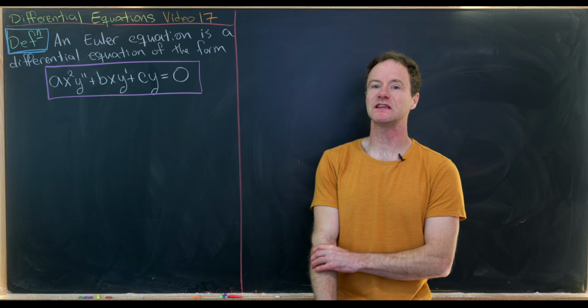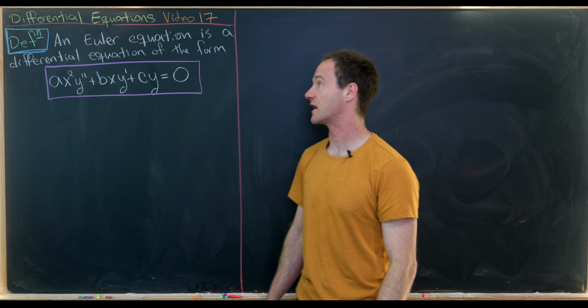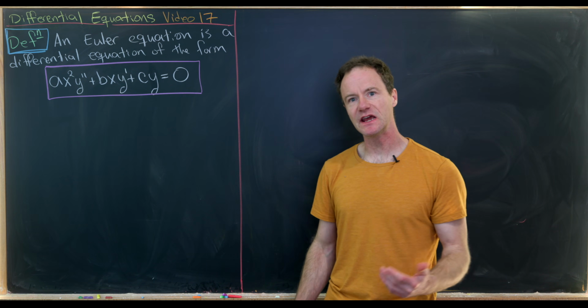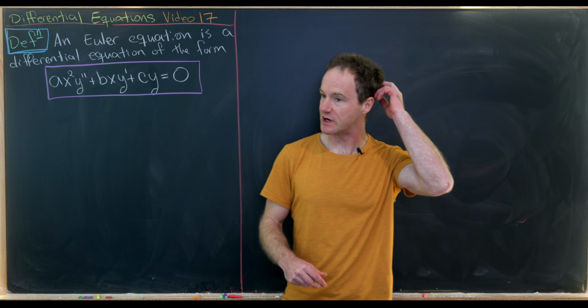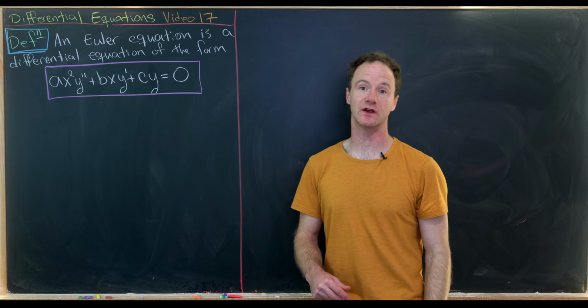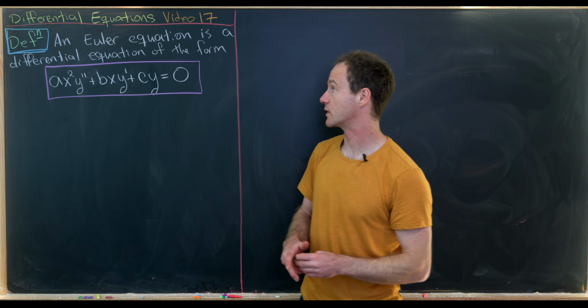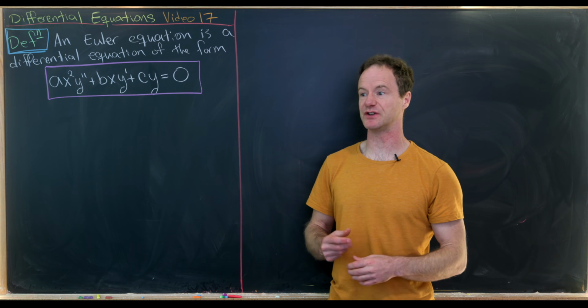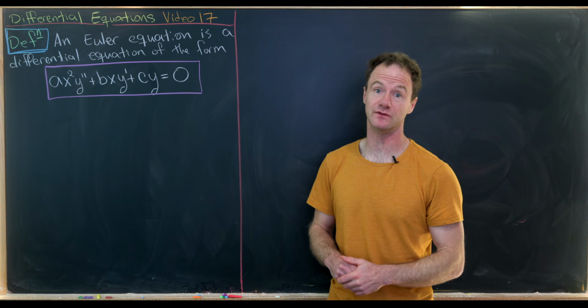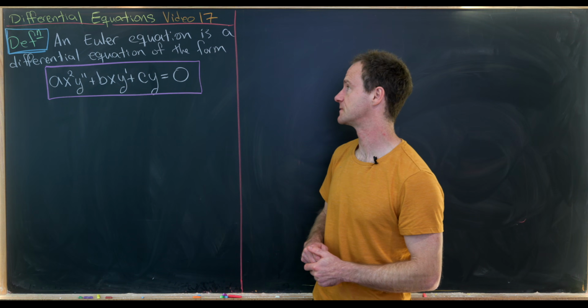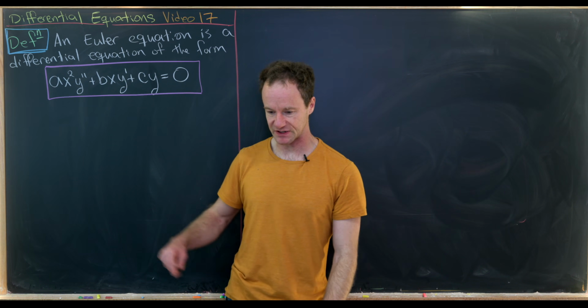This is the 17th video in a series devoted to ordinary differential equations, and today we're going to look at a family of differential equations that are called Euler equations. And we'll specifically look at second-order homogeneous Euler equations and see the strategy for finding all solutions to these types of differential equations. Okay, so let's look at our definition.